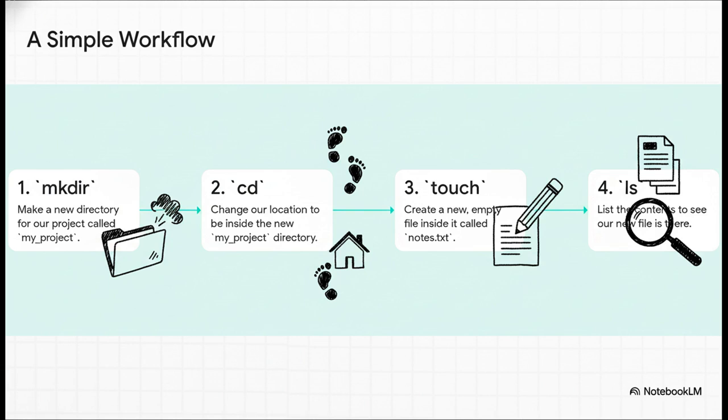First, we type mkdir my_project. That makes a directory for us. Then we use cd my_project to change directory and actually go inside our new folder. Now that we're in there, we can touch notes.txt to create a new empty file. And finally, we type ls to list what's in there, just to make sure our file was created. See? Four super simple steps, and we've already accomplished something useful.